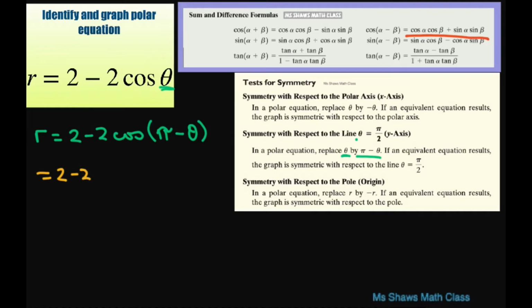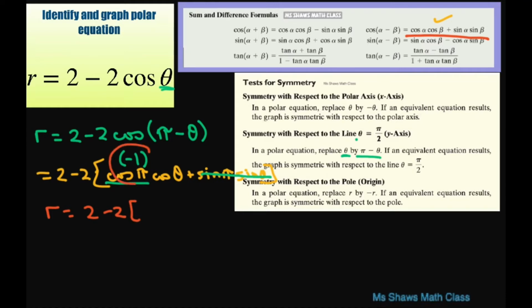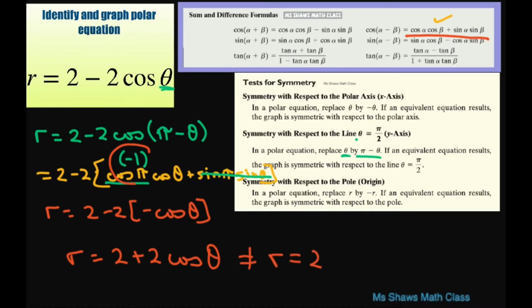So I can write this as equals 2 minus 2, and then we're going to expand it using the right hand side there. So it's going to be cosine of pi times cosine of theta plus sine of pi times sine of theta. Sine of pi is just 0, so that goes away. Cosine of pi is negative 1. So basically what we have is r equals 2 minus 2 times negative cosine of theta. This gives me r equals 2 plus 2 cosine of theta, which does not equal r equals 2 minus 2 cosine of theta. That means condition 2 here fails. Our graph is not going to be symmetric with respect to the line theta equals pi divided by 2.